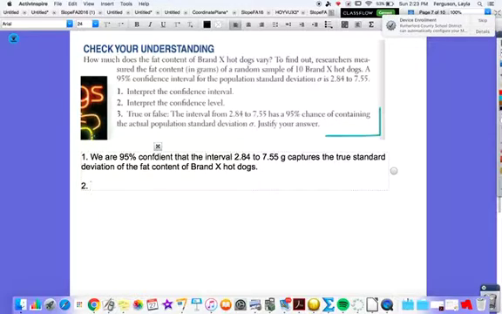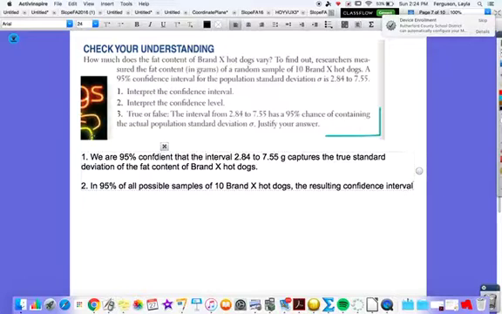Number two says interpret the confidence level. Again, using 95%, we would say in 95% of all possible samples of 10 brand X hot dogs, the resulting confidence interval would capture the true standard deviation.